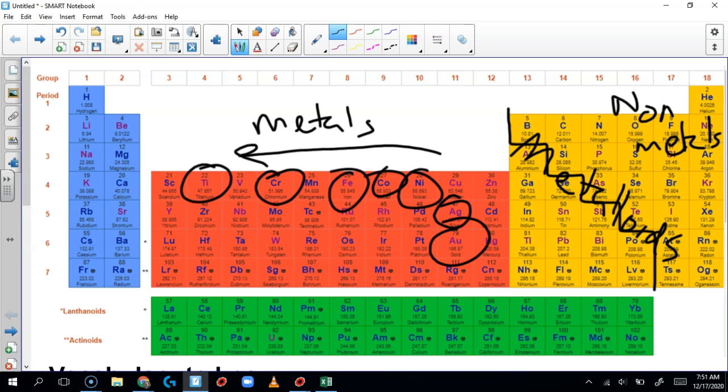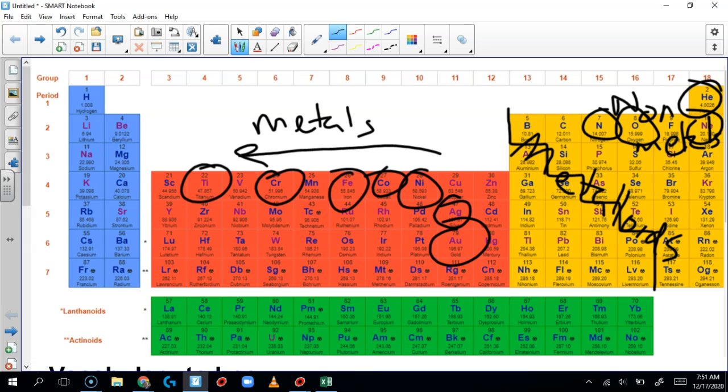And then conversely, when we think of the right-hand side of the periodic table, to the right of the stair step, we think of oxygen, nitrogen, helium, neon. We think of things that are actually non-metals, things like the gases. So that's how that works.